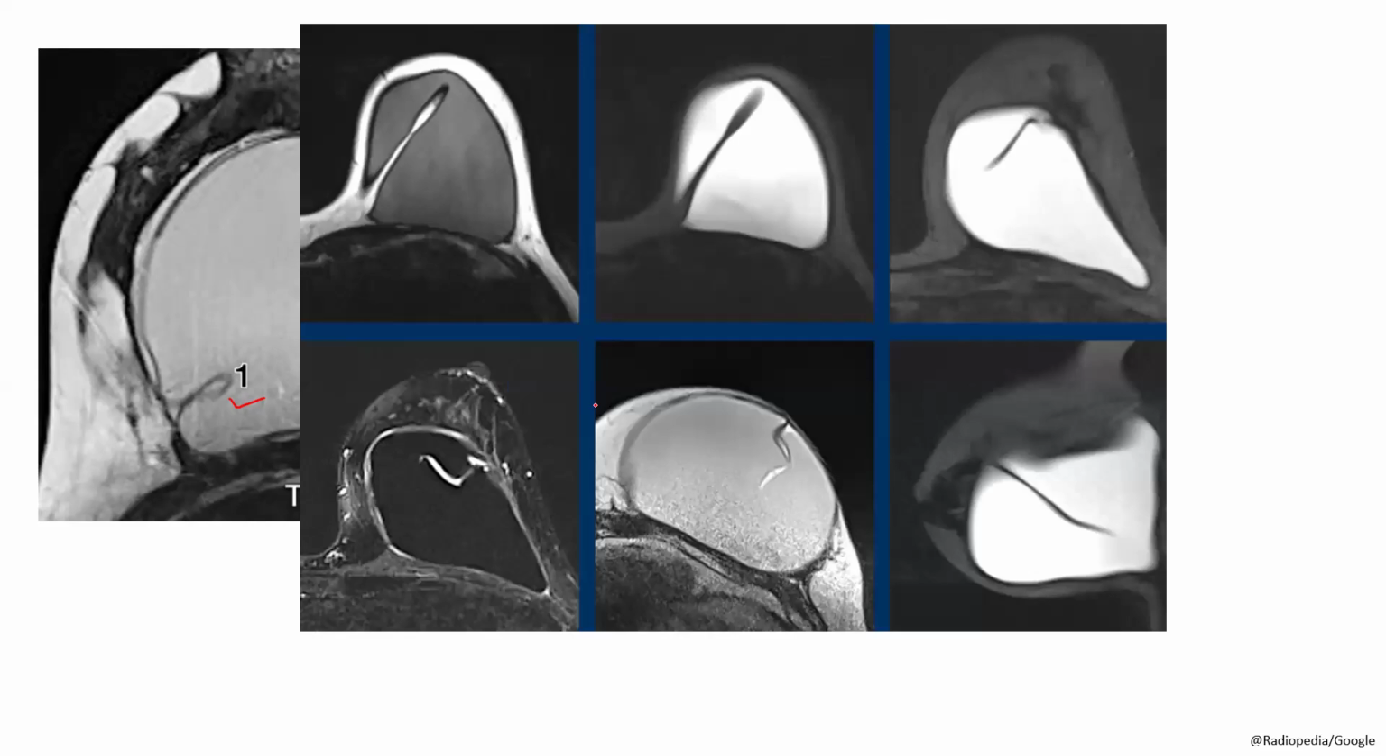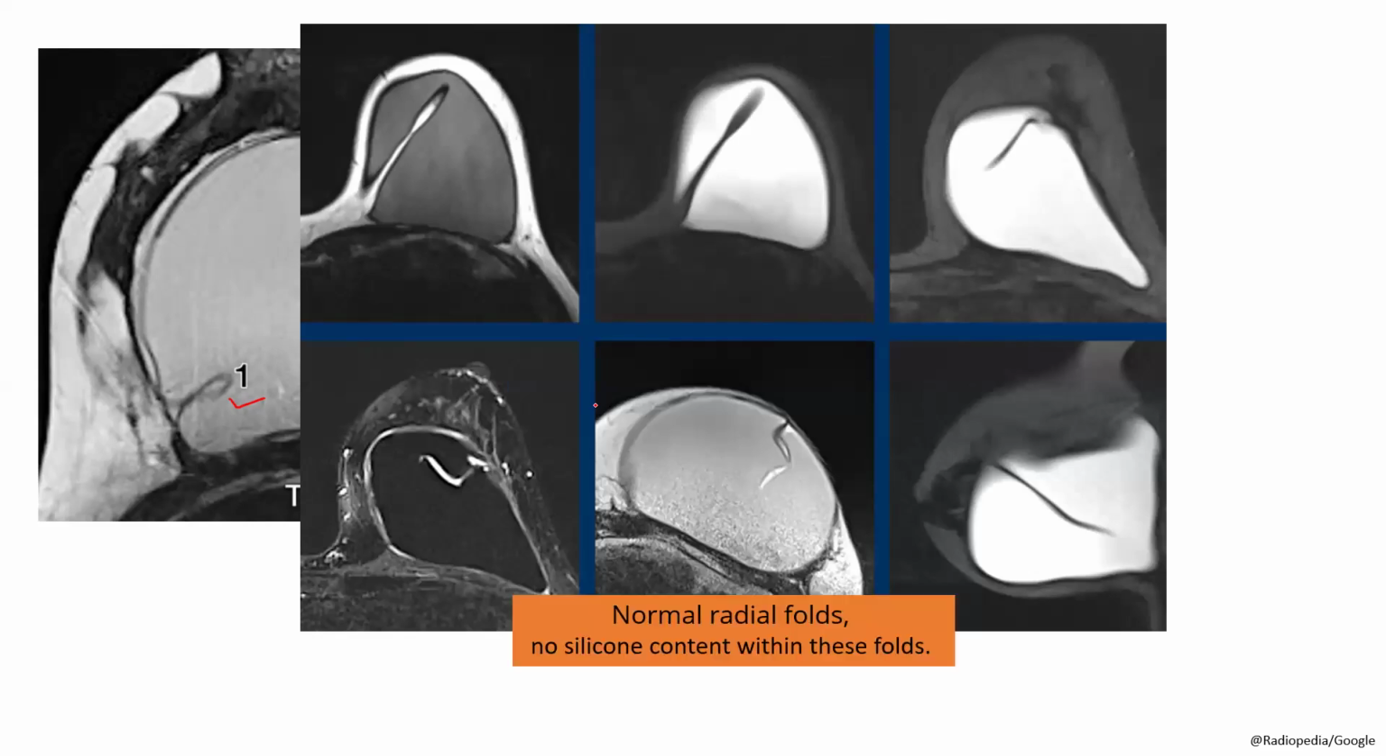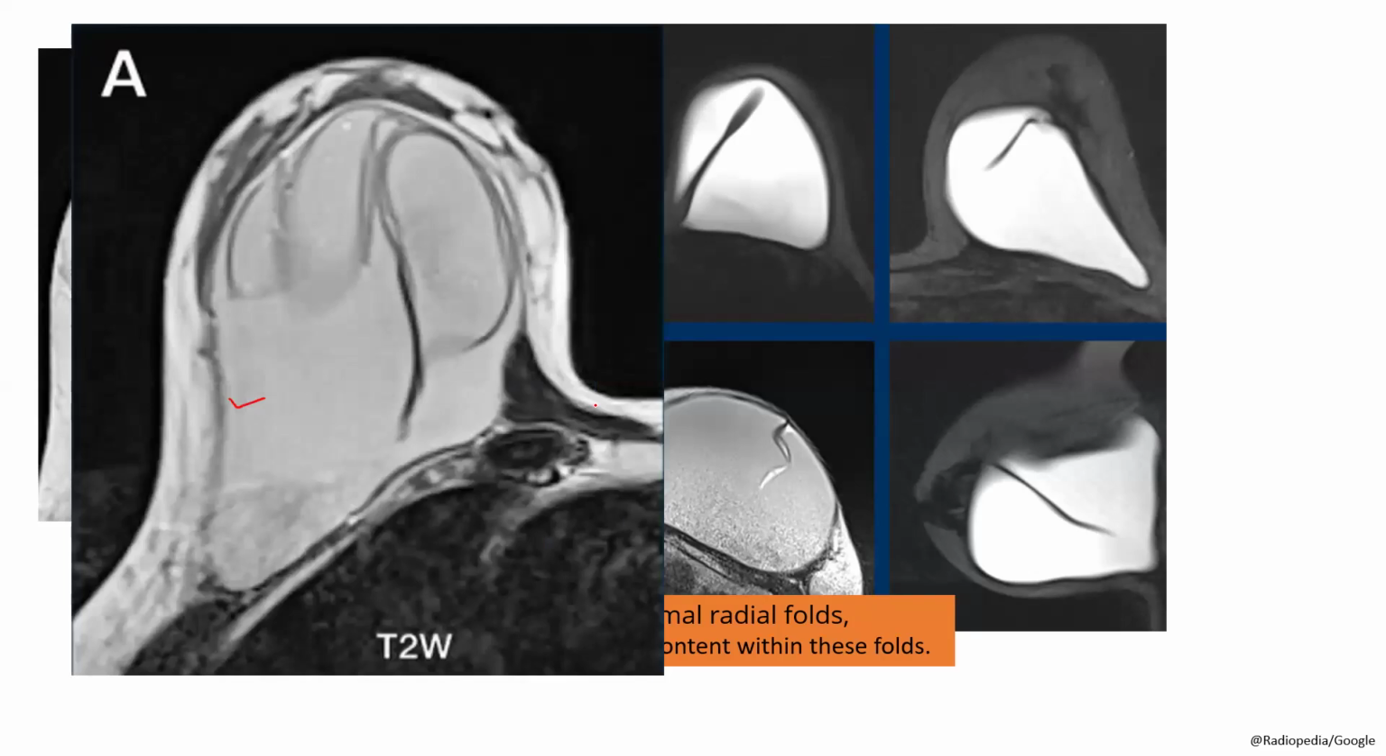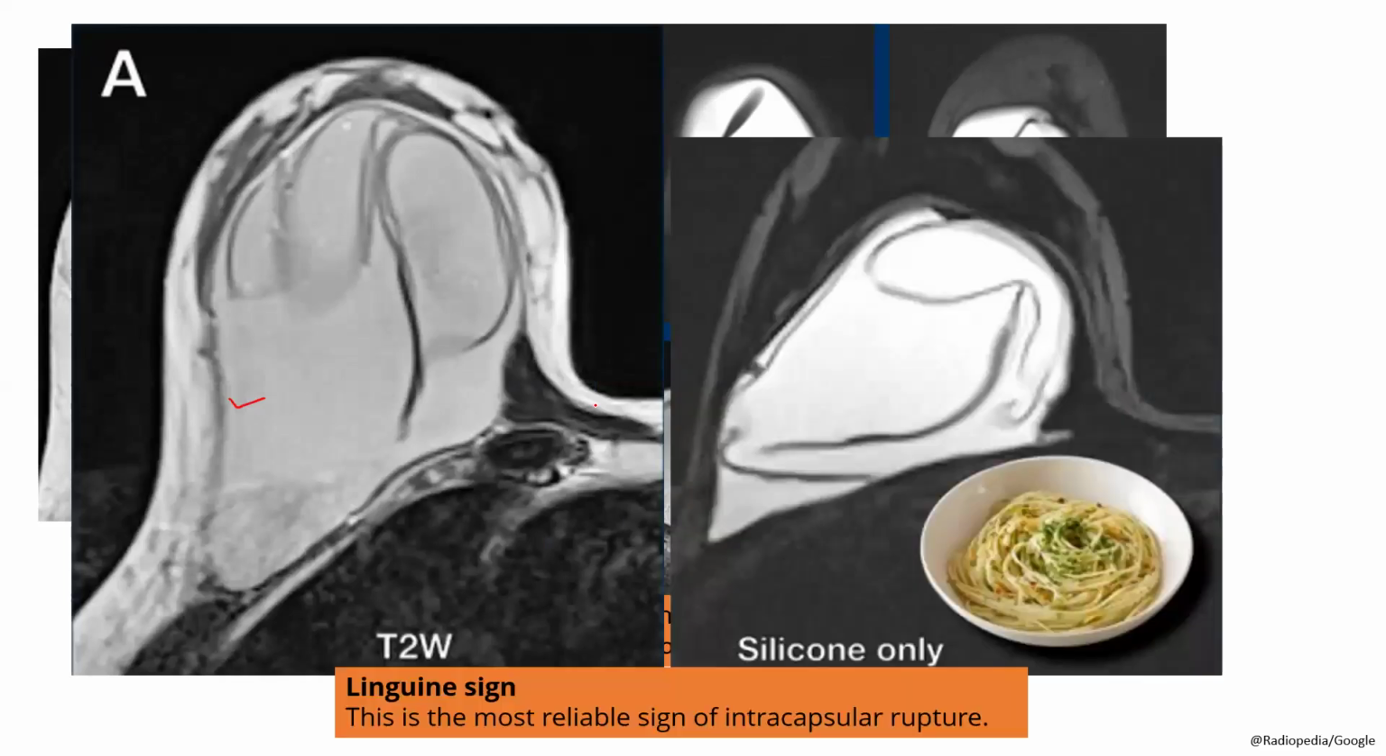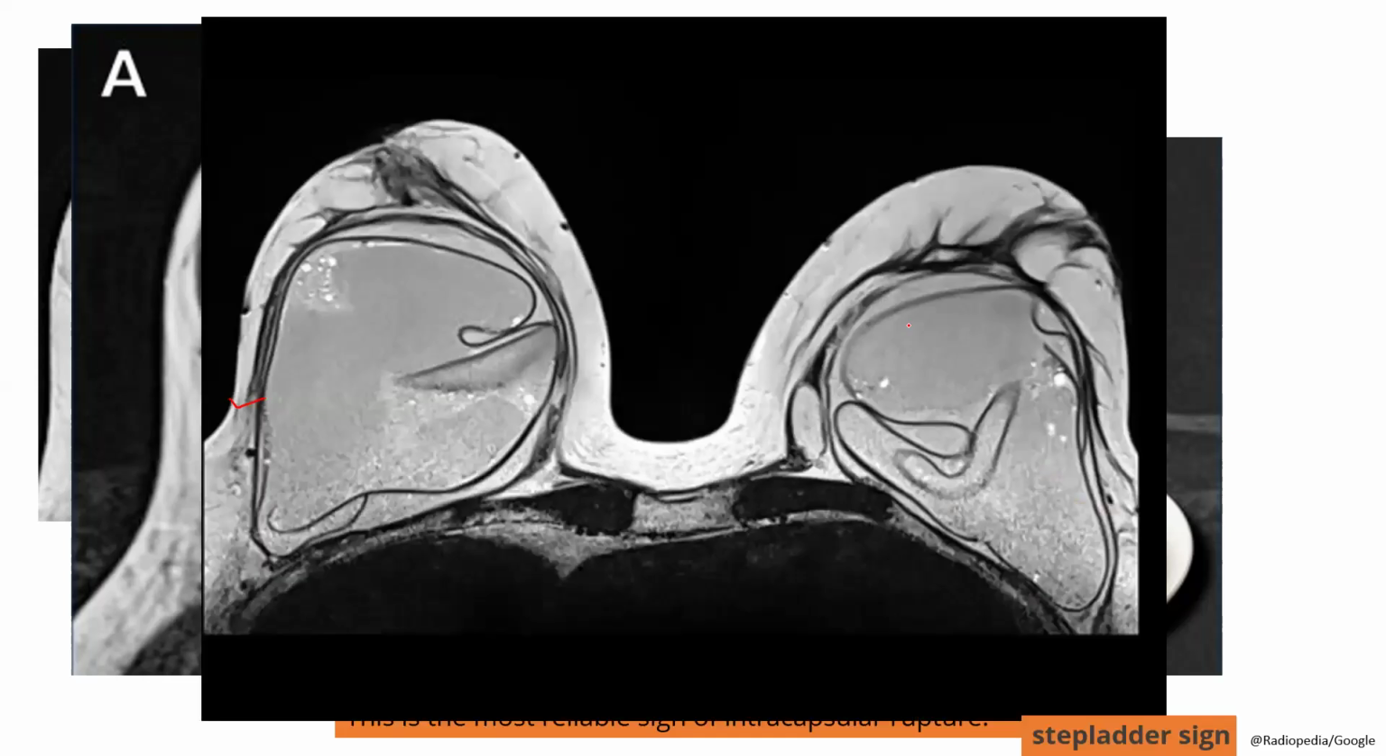What is this appearance? These are just normal radial folds, and there is no silicone content between the folds. So this indicates a normal silicone implant. What is this sign? This is linguine sign, and this is the most reliable sign of intracapsular rupture. So intracapsular rupture is present, and multiple folds are floating inside the implant. This is also known as Stapledon sign.